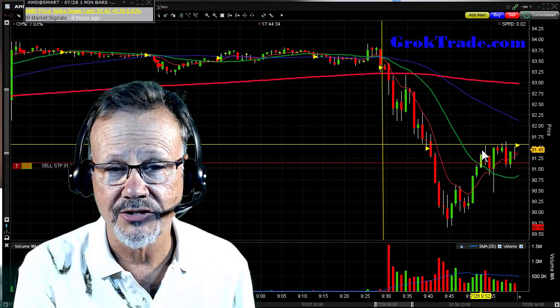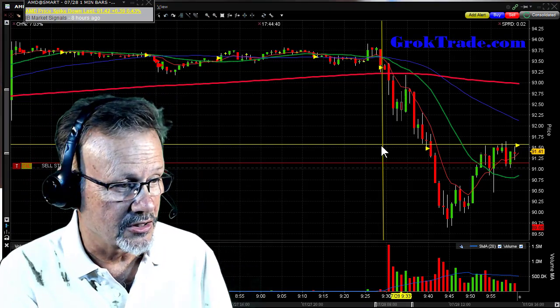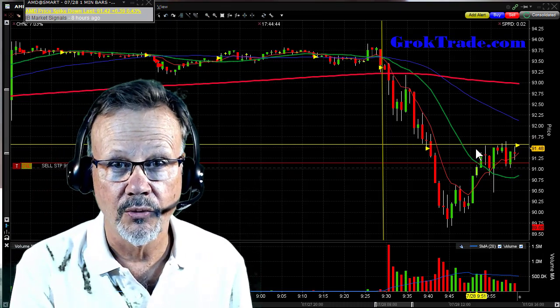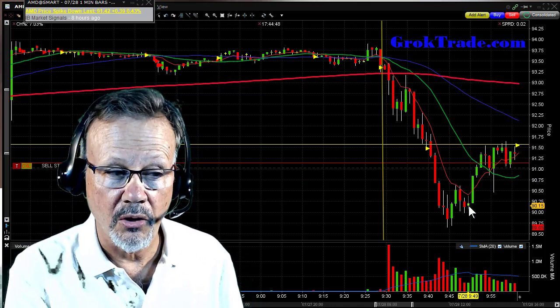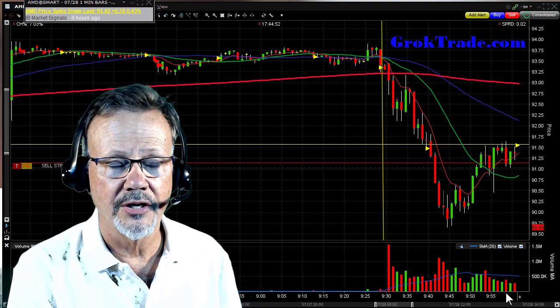This yellow line is a pivot point, and the pivot points are for intraday use only. This is the main pivot point, and then you have R1, R2, resistance line 1 and 2 above it, S1, S2, support line 1 and 2 below it, based on the prior day's price action. That's why you can only use it for intraday trading.